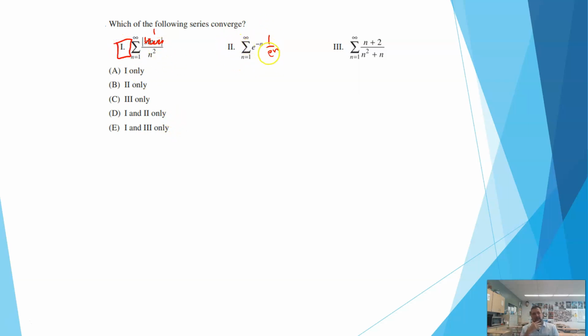The next one, I've got 1 over e to the n. Okay, well, n is going to be getting bigger and bigger. So that is also going to be convergent. That's actually a geometric series is what we're looking at there, where each term gets bigger by 1 over e.